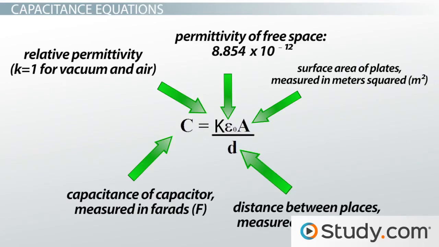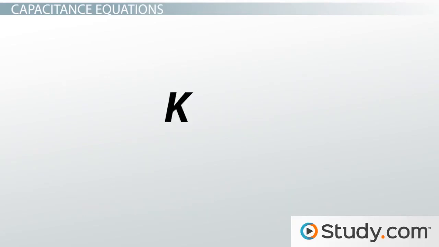Most of that is pretty self-explanatory, but K, the relative permittivity of the so-called dielectric material between the plates, is generally either equal to 1 or larger. If there's nothing between the plates, K equals 1. If it's air between the plates, then K is pretty much still equal to 1. And if it's a different material, it will be a number greater than 1, depending on the exact material.